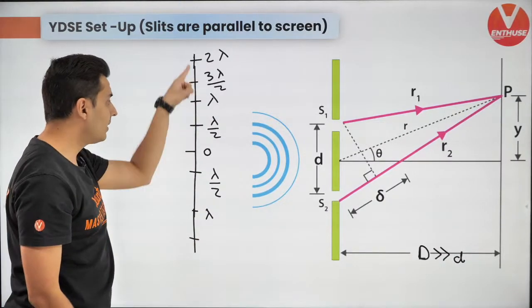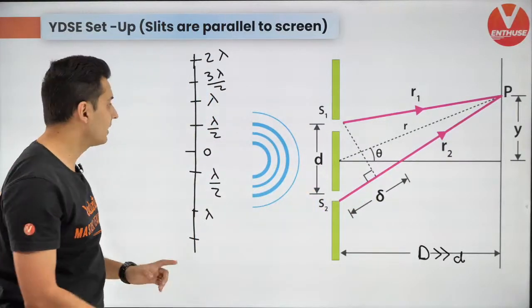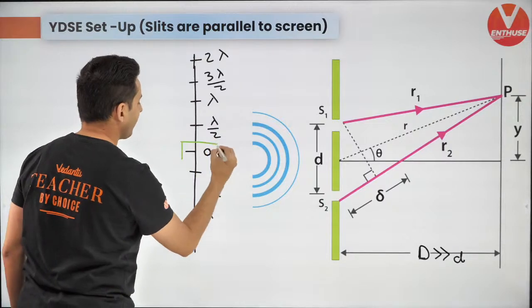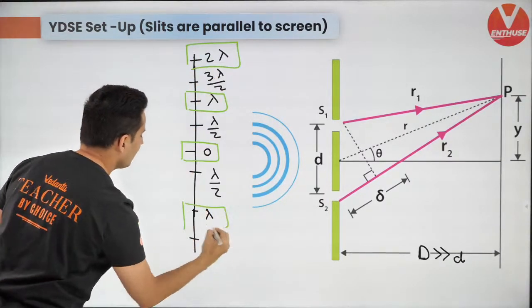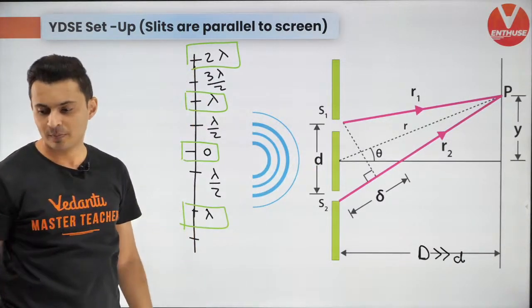What are these? These are path differences on the screen. So guys, think about it. When it is 0 or lambda or 2 lambda, what kind of interference will it be? Come on, write it up in the chat box.